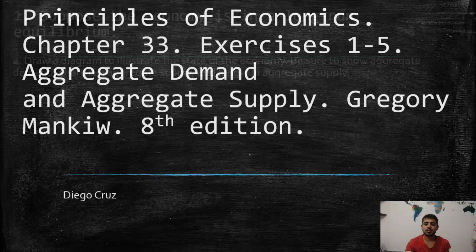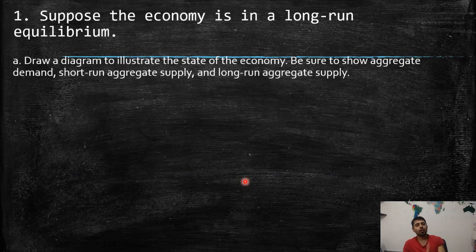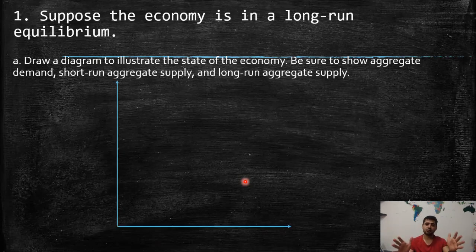The first question said, suppose the economy is in a long-run equilibrium. Draw a diagram to illustrate the state of the economy. Be sure to show aggregate demand, short-run aggregate supply, and long-run aggregate supply. So for the first part, we're going to depict the natural scheme when the economy is in the long-run equilibrium.